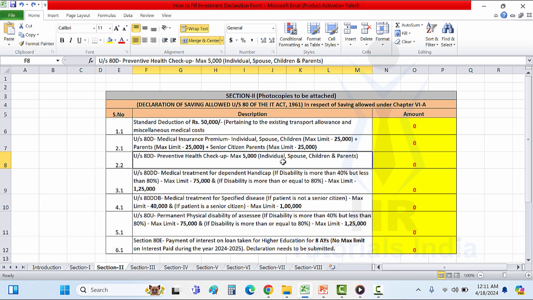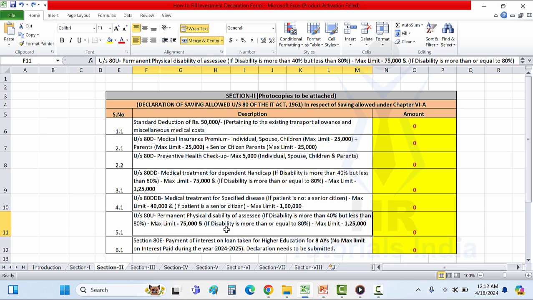Preventive health checkup with a maximum of 5,000 ceiling. Section 80DD, medical treatment for dependent handicap. If the disability is more than 40% but less than 80%, the limit is 75,000. And if the disability is more than or equal to 80%, then the maximum limit that can be considered is 1,25,000 per annum. Then comes 80DDB, medical treatment for specified disease. That is, if the patient is not a senior citizen, then the maximum limit is 40,000, and if the patient is a senior citizen, then the maximum limit is 1 lakh.